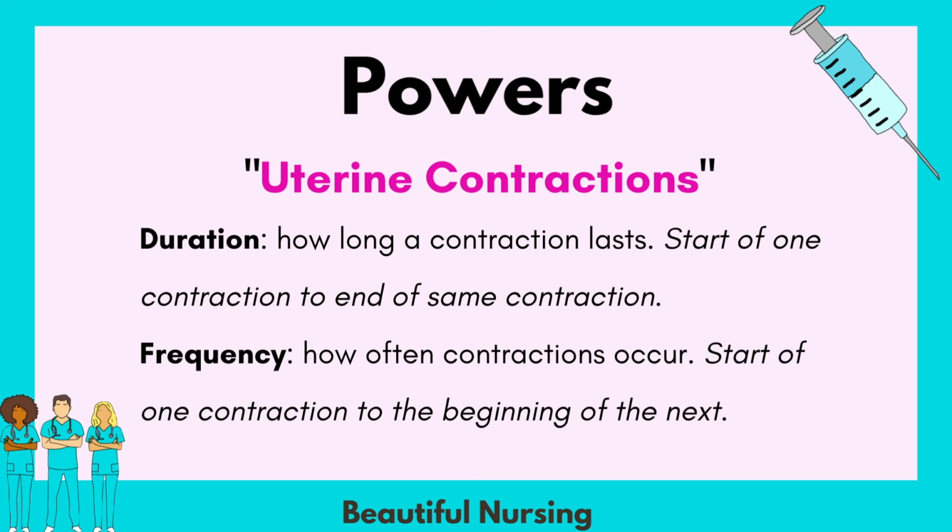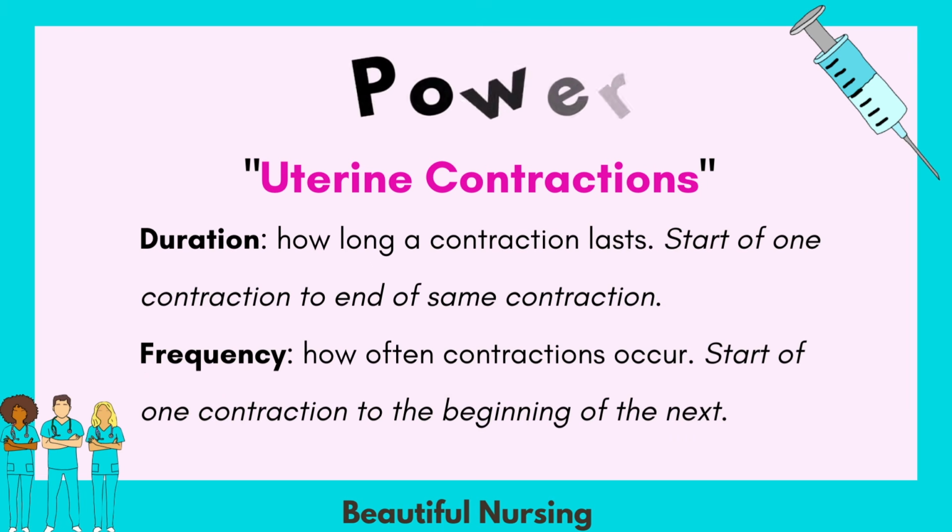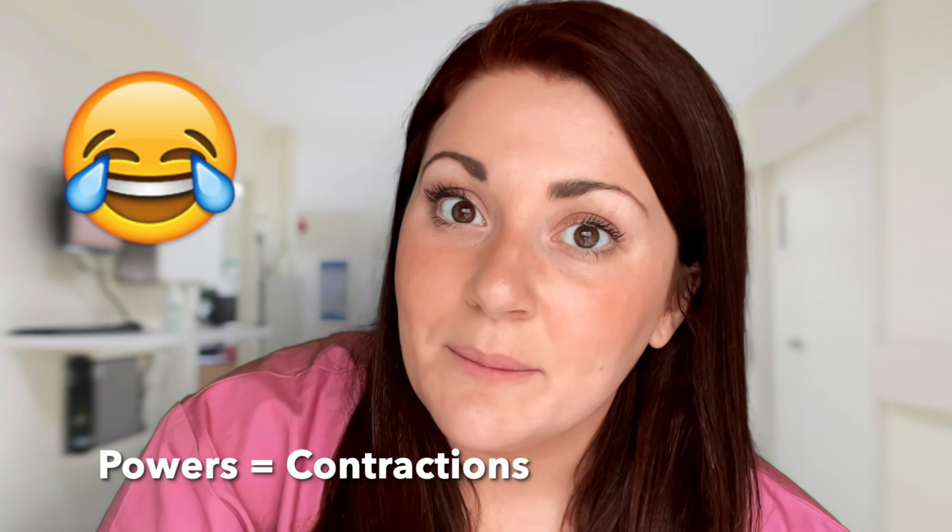As far as contractions, there are some key terms that you might hear. One is duration. This is how long a contraction lasts. It's usually measured from the start of a contraction to the end of the same contraction. The next one is frequency. Frequency is how often contractions occur. So this is measured from the start of one contraction to the start of the next one. And then finally, intensity, which is just the strength of the contraction itself. And contractions are very powerful.